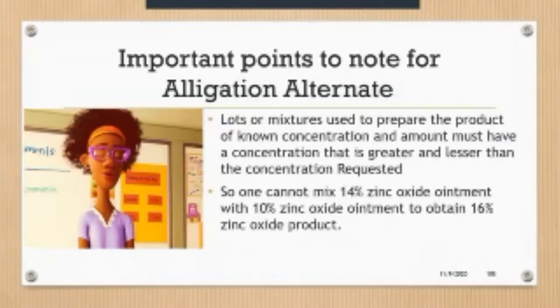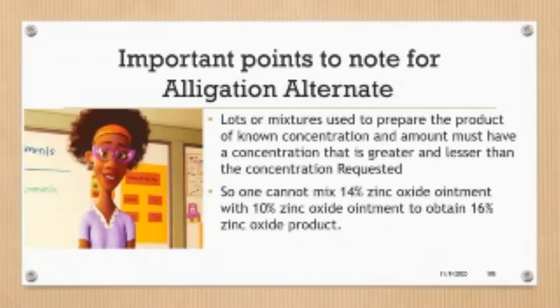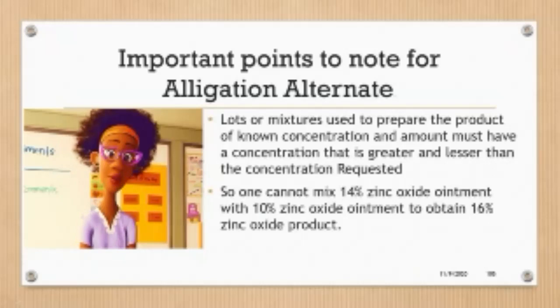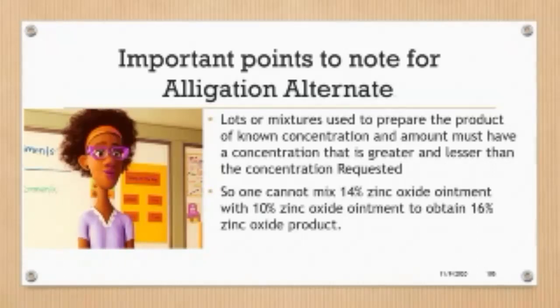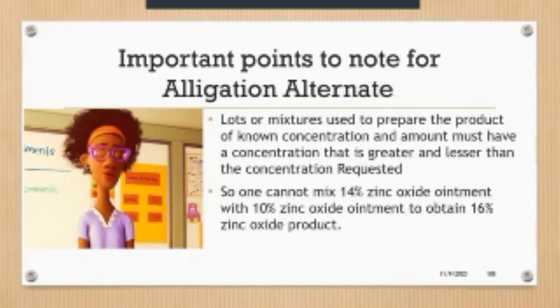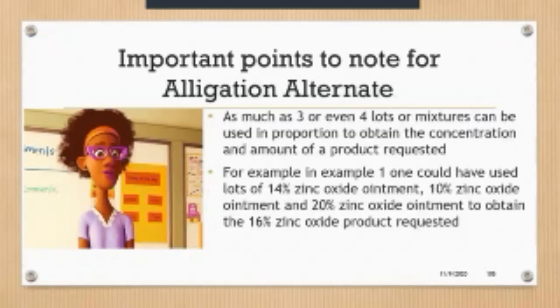Lots of mixtures used to prepare the product of known concentration and amount must have a concentration that is greater and lesser than the concentration requested. So you can't have two concentrations that are less than the requested concentration or more than the requested concentration. So one cannot mix 14%, I've said this before, with 10% ointment to get a 16%. It will not happen.